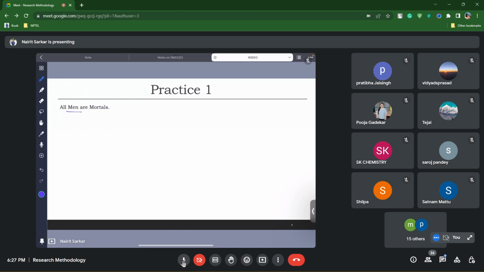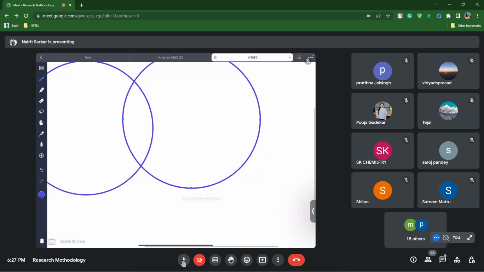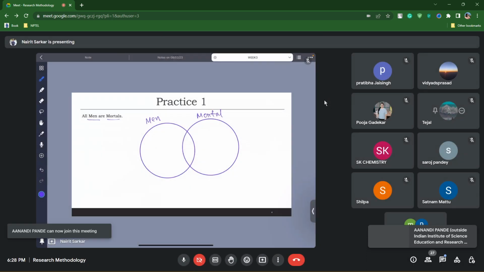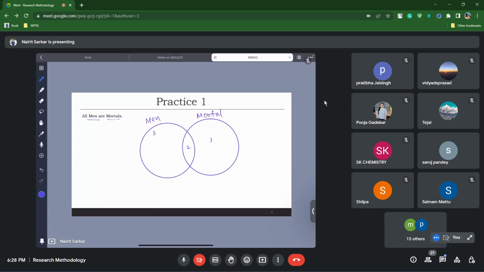First, it is all men and mortal. So, if I draw two circles, and I write first one is men, second one is mortal. So, where should I shade? Where should I shade? 1, 2, or 3? Sir, in 1. Right.